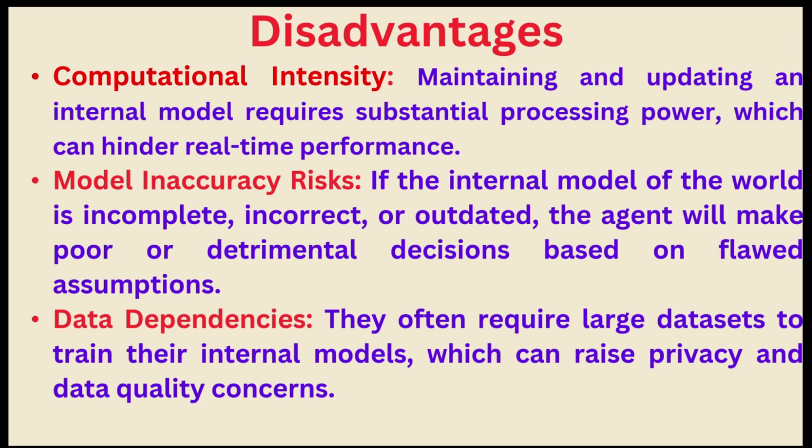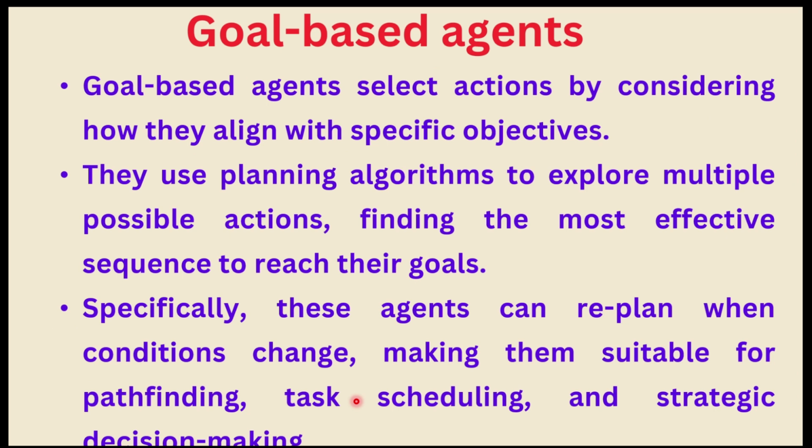Then data dependencies. They often require large data sets to train the internal model, which can raise privacy and data quality concerns. If we increase the size of the data set, the quality may differ, right? So this is the drawback of the model based reflex agent. Next we are going to see goal based agent.